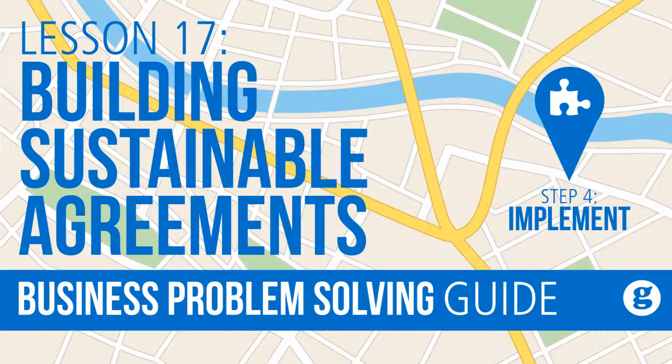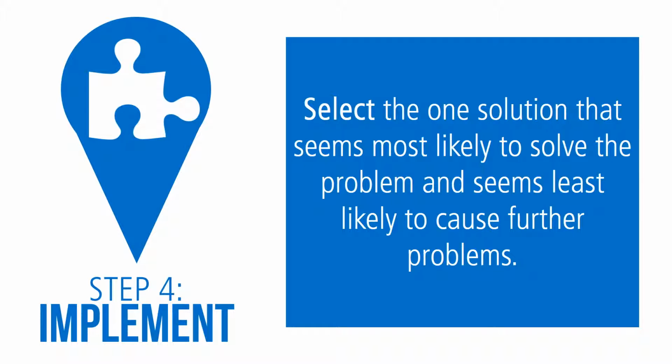problem is solved. We're entering step 4, implement. Select the one solution that seems most likely to solve the problem and seems least likely to cause further problems. Once you make your decision, commit fully to it and do not second-guess yourself.